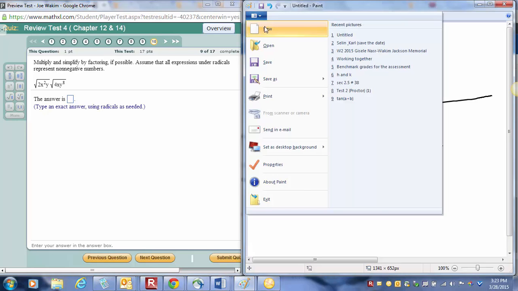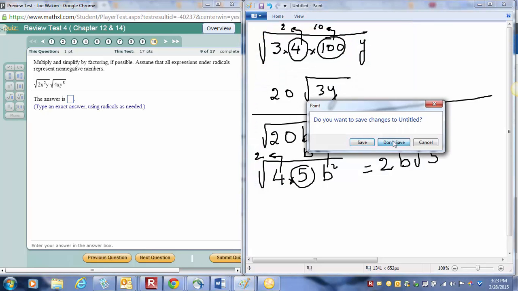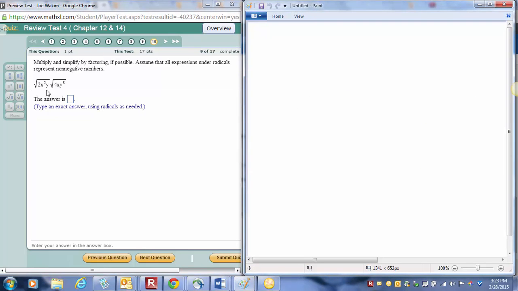Let's try the next question here. Let's just multiply the whole thing inside the radical and then we can simplify. 2 times 4 is 8. Let's keep it as 2 times 4. You know why? Because 4 is a perfect square, will come out as 2. x squared y, and then xy 8.